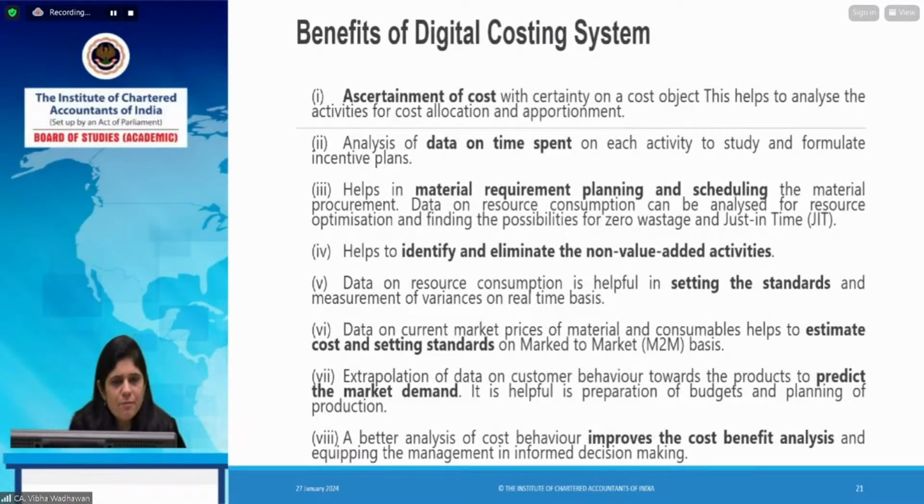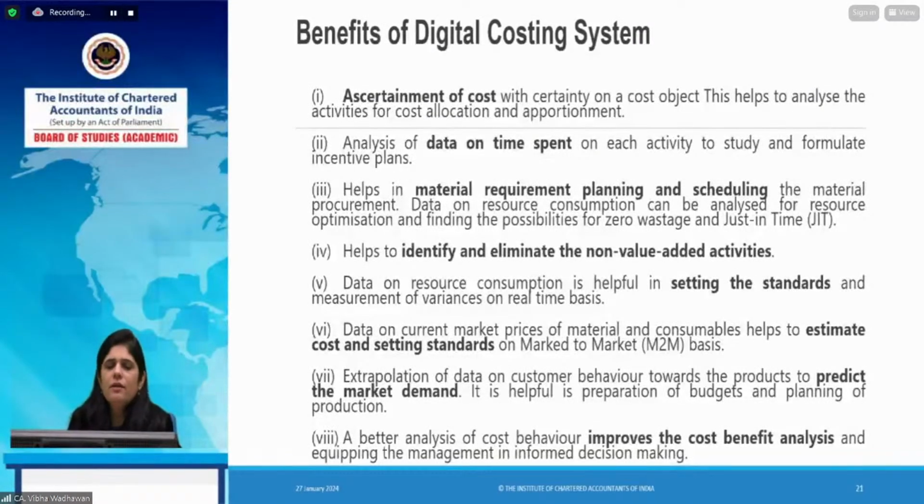So first of all, benefits are ascertainment of cost. So we know with certainty that, okay, this is the cost allocation for the product. Data on time spent on each activity to study and formulate incentive plans. So how much time is being spent by the laborers? All that information is available. Helps in material requirement planning and scheduling the material procurement. Data on resource consumption can be analyzed. So how much resources are consumed and at what intervals I require the resources.